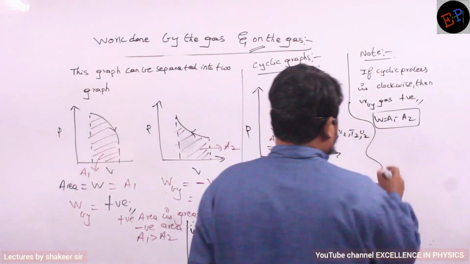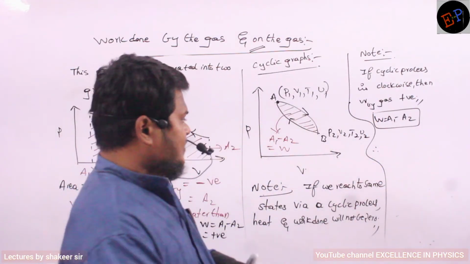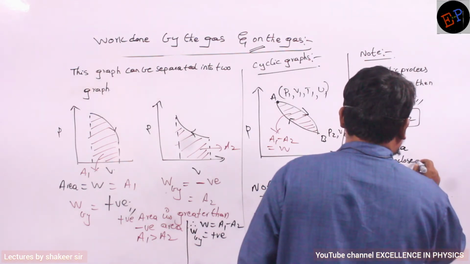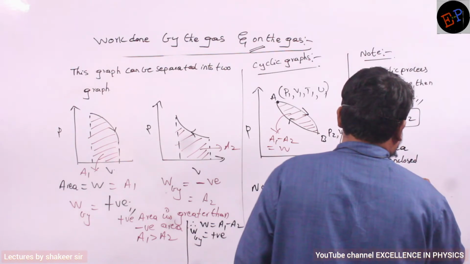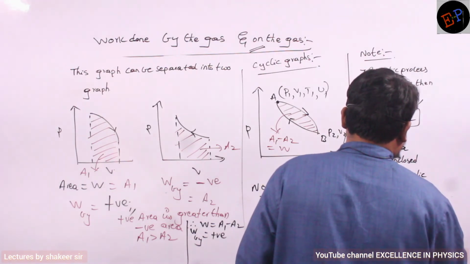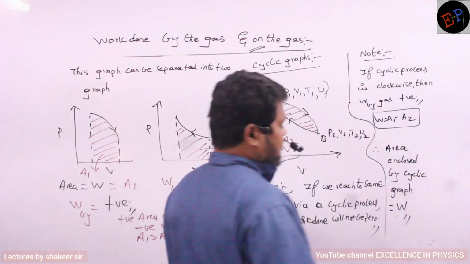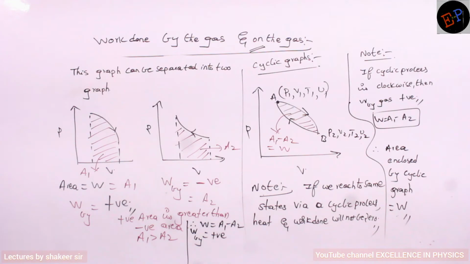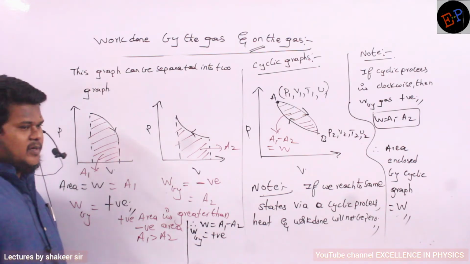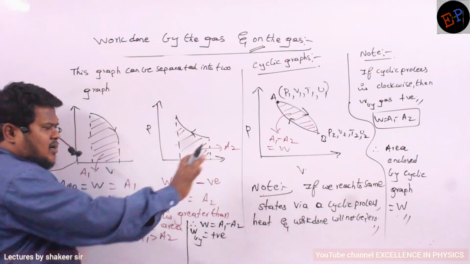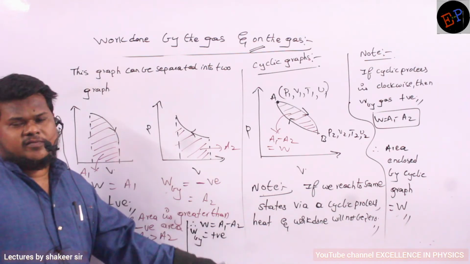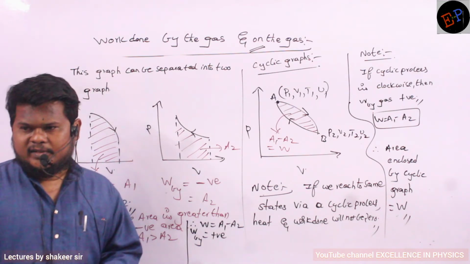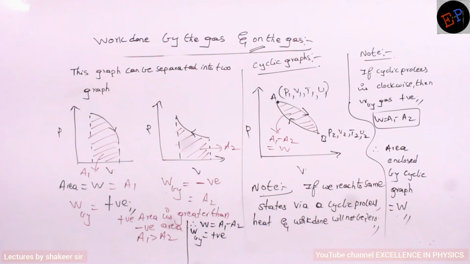Therefore, what we say: the area enclosed by a cyclic graph is nothing but the final work done. And when it is positive and when it is negative, we have already understood. Very simple. If you understand this total concept carefully, then whatever the type of graph given, very easily you can calculate the amount of work done and whether it is positive or negative. Now I will give you one example.